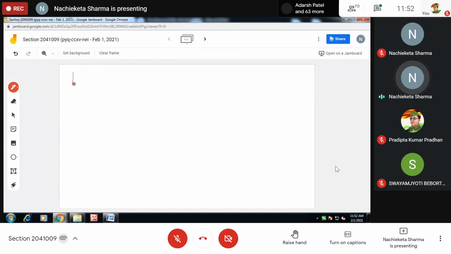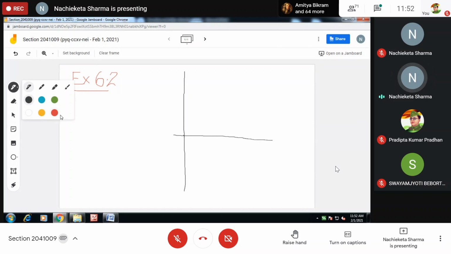So example 6.2. Straight away I am drawing the free body diagram. I am reducing the tractor to a point. Then I am drawing my x-axis, y-axis. Then I will indicate the forces acting on the tractor. One is the sled's weight.